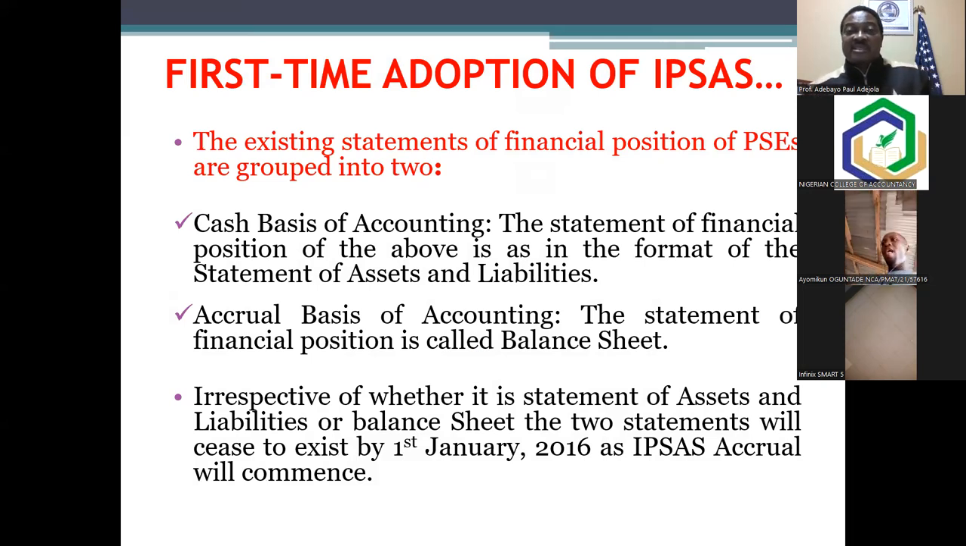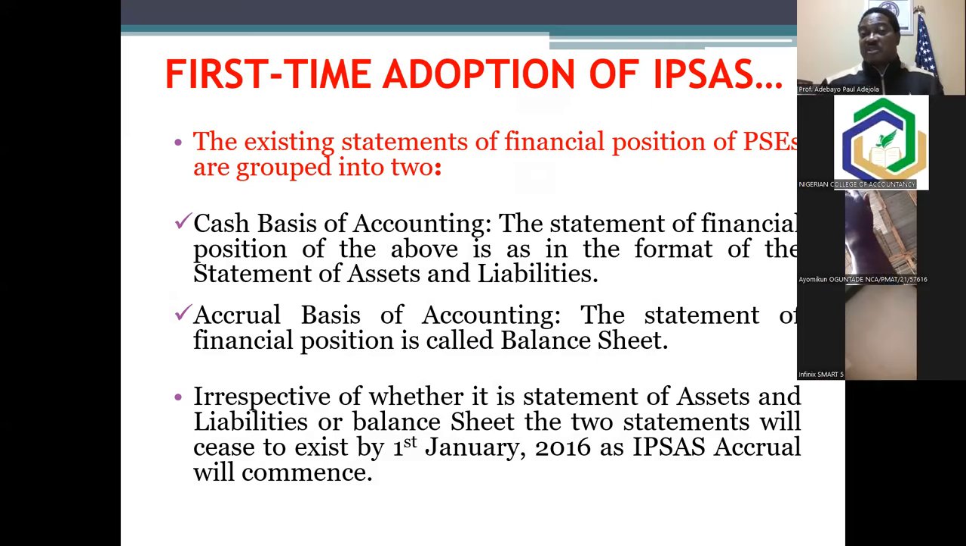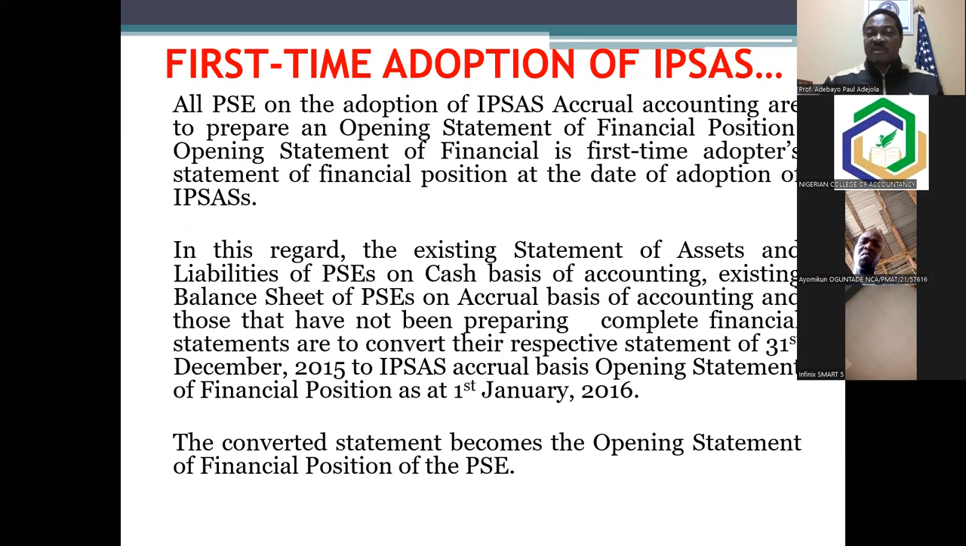First time adoption, I say the statement of financial position of the above is as in the format of the statement of asset and liabilities. Accrual basis of accounting, the statement of financial position is called balance sheet. Now, whether we call it statement of asset and liabilities under cash basis, or we call it balance sheet under accrual basis, effective from January 2016, all those statements will cease to exist, and it will be replaced with what is called opening statement of financial position. Still on first time, all public sector entities on the adoption of IPSAS accrual accounting are to prepare an opening statement of financial position. We have said this just for point of emphasis.